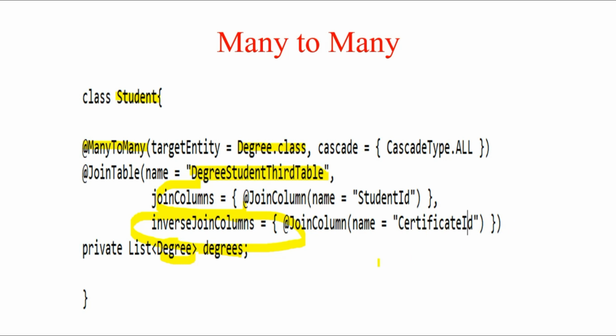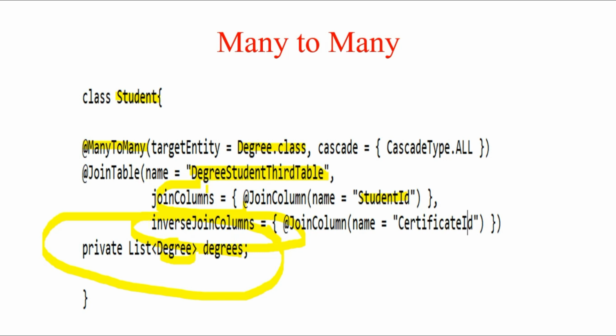So this type of mapping will be done in the third table, where the join column will be the primary key of the class in which we are creating. So the student's primary key will be the join column, and the one you are connecting to with a many-to-many relationship, that is degree's primary key, will be the inverse join column.